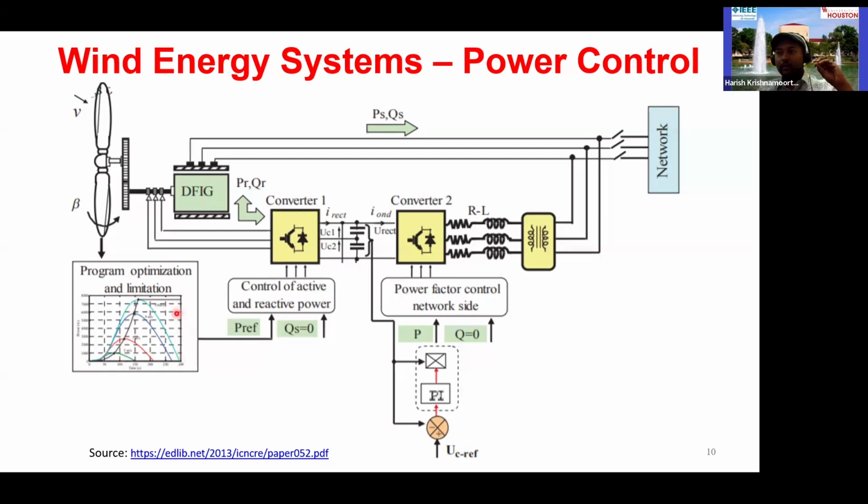And if the wind speed goes beyond that during a thunderstorm or a hurricane, then we have to somehow lock the wind blades into a certain position. Otherwise, it might damage the wind turbine. So these are a few aspects of wind turbine systems.